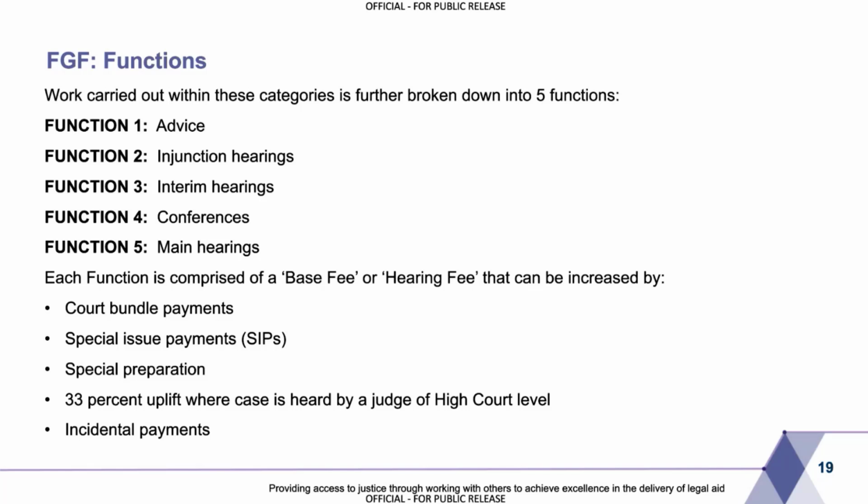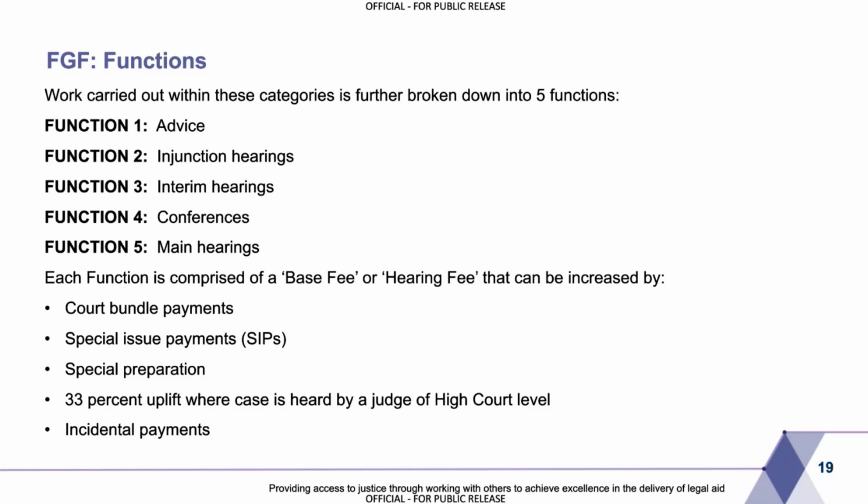So each function is comprised of a base fee that can be increased by certain uplifts, such as core bundle payments. Core bundle payment 1 is applicable where the core bundle is between 176 pages and 350, and core bundle 2 is applicable where the core bundle is 351 or more pages.